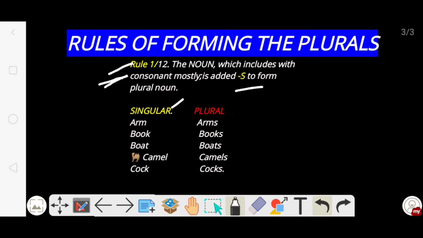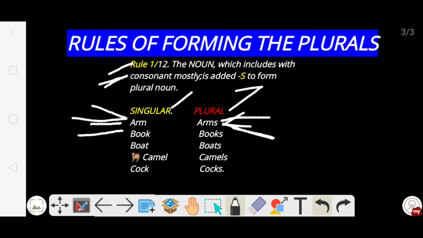So here is the singular noun and the plural noun. The singular noun is arm. When you form the plural, you add s at the end of the word. So singular is arm, and the plural form is arms. In the same way, book: when forming the plural from the singular, you add s.